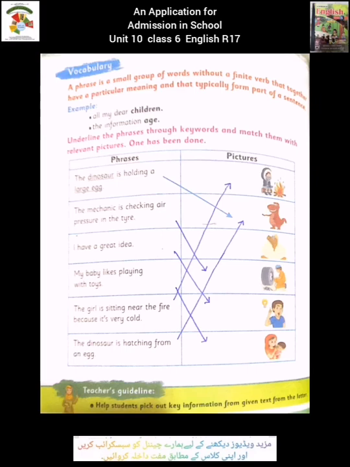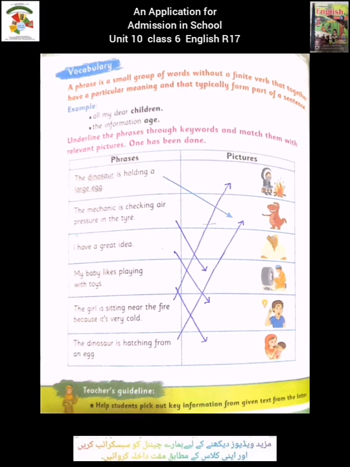You can see here, I have a great idea. A great idea is a phrase, and you can see its picture. My baby likes playing with toys. So here, my baby is a phrase, and with toys is also a phrase. And you can see the picture here.